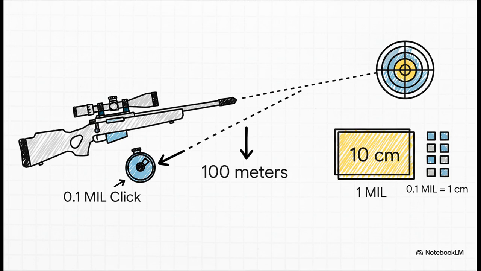And then you've got MRAD, or mils, and its whole beauty is just pure base 10 simplicity. A single click on most MRAD scopes, that's a 0.1 mil click, moves your impact exactly 1 centimeter at 100 meters. So you need to move 10 centimeters? That's 10 clicks. The math is just so clean.